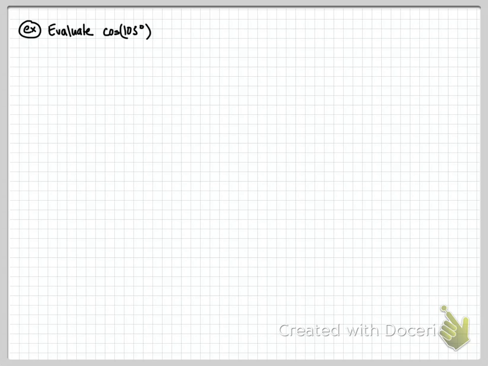So let's say we have: evaluate cosine of 105 degrees. Well, you don't know where 105 is on the unit circle, but you do know two angles that either add or subtract to 105. Probably adding would be easiest. So 60 and 45 will give you 105, and both of those are on the unit circle.